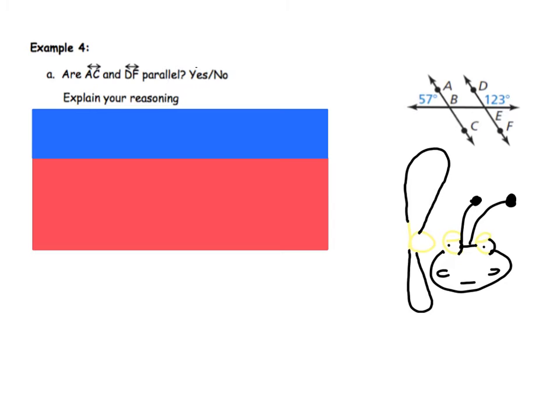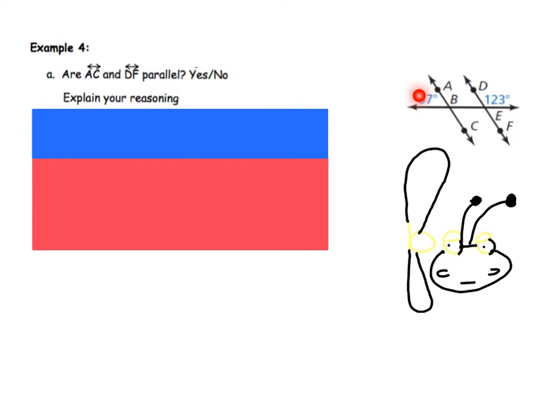All right, so here the question is, are line AC and DF parallel? Question is yes or no. Now, we have to be able to explain our reasons. So we need to look at what type of relationship do we have here.